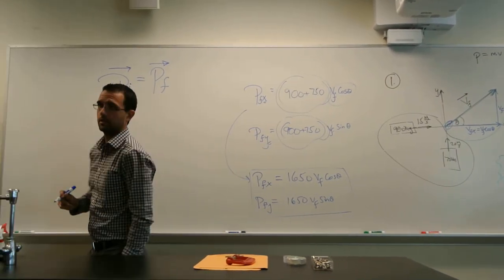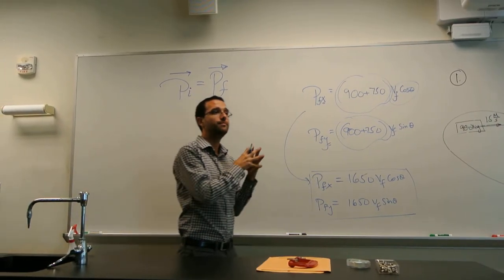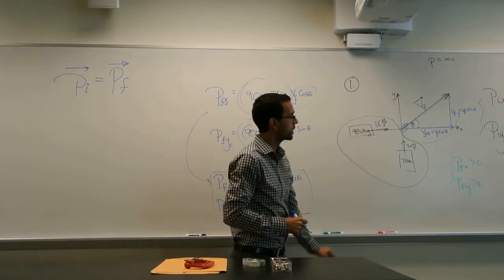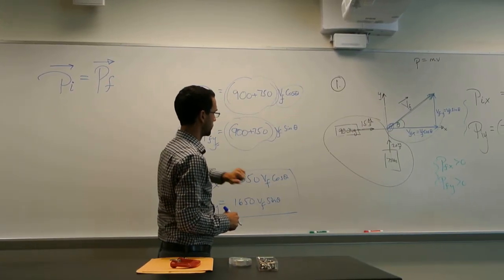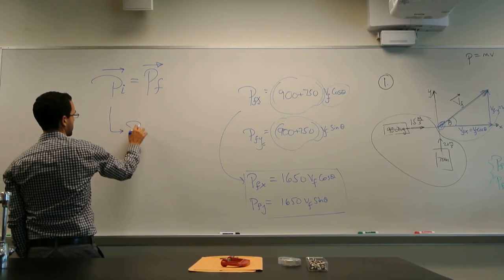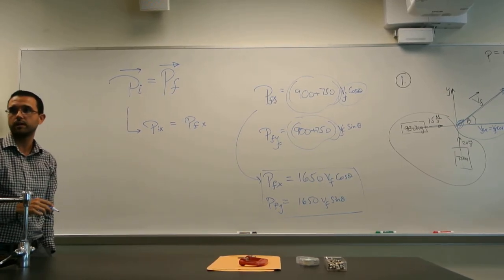So here's the thing. You want to remember that in order for 2 vectors to be equivalent, their components must be equivalent. So now we're going to set like components equal to each other. X components are going to be equal. So I get 2 scalar equations that come out of this. P initial X equals P final X. That's the first equation that comes out of it.